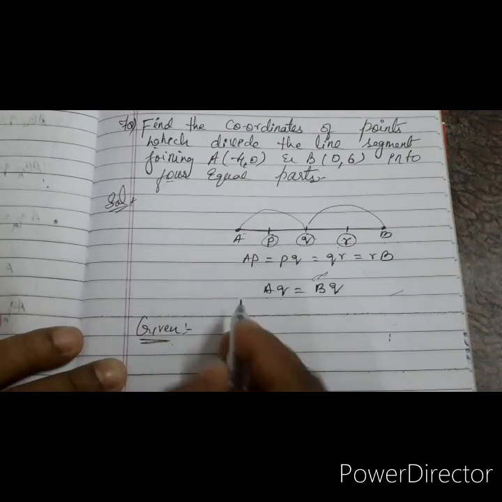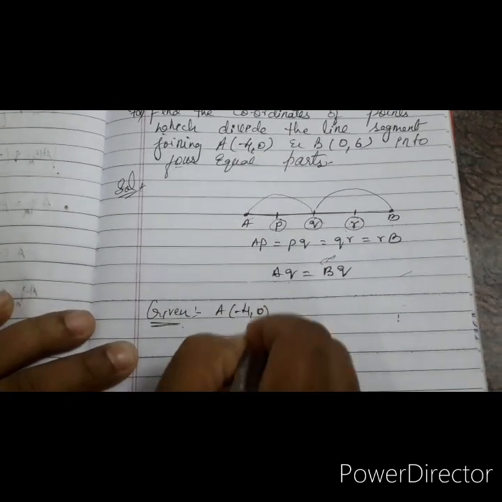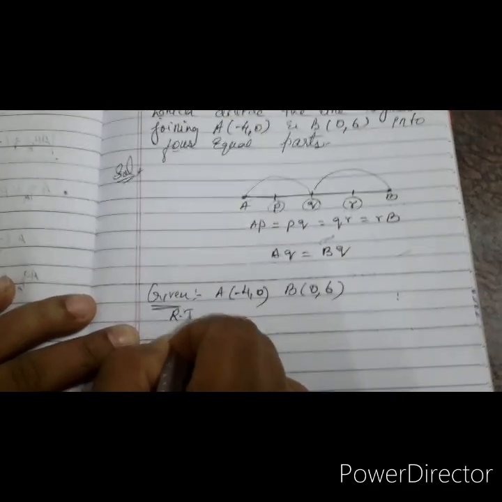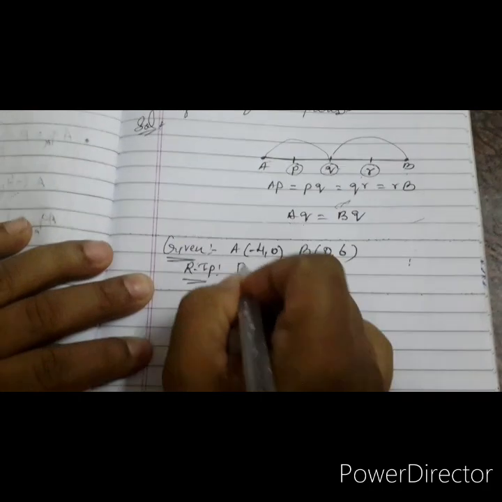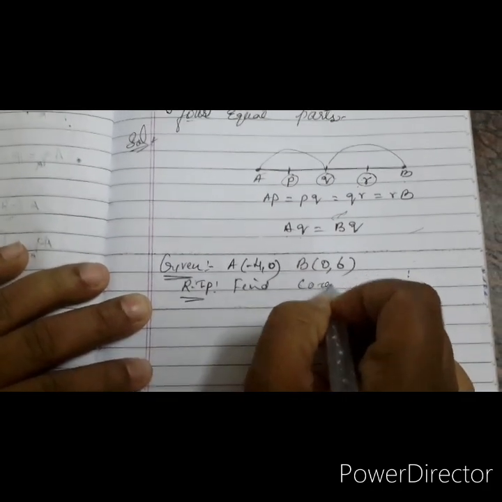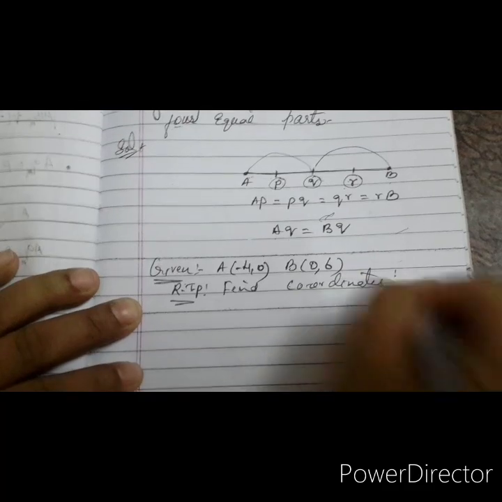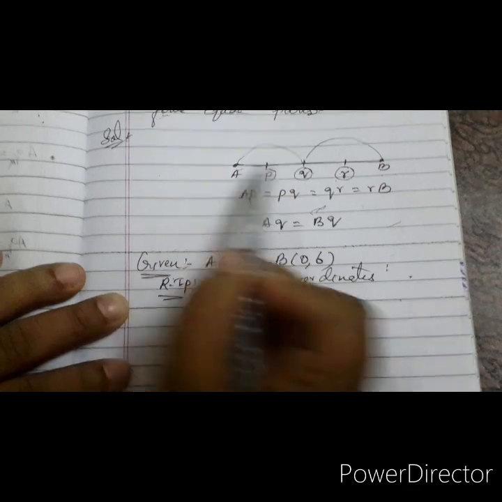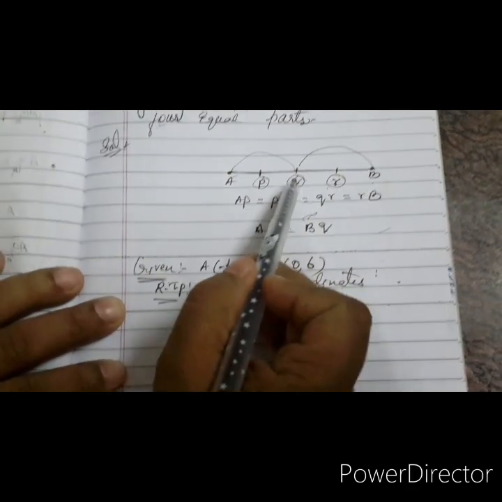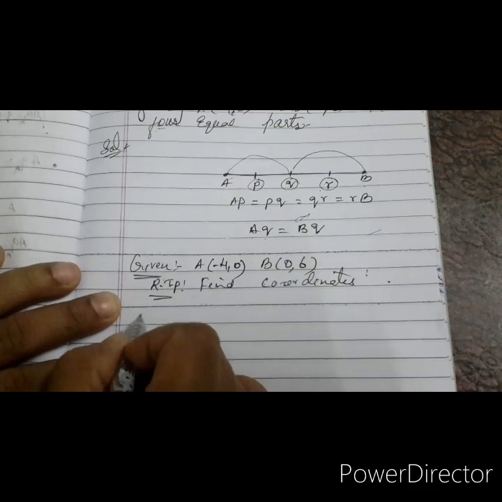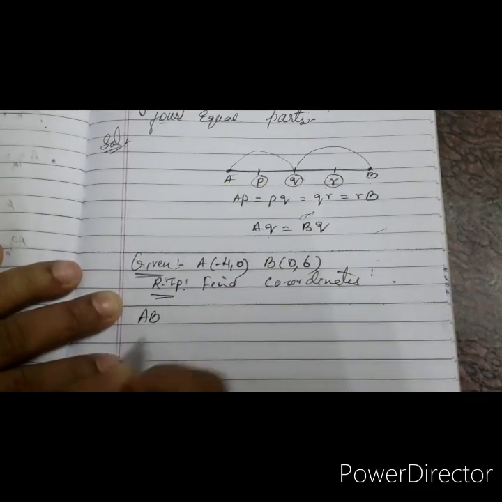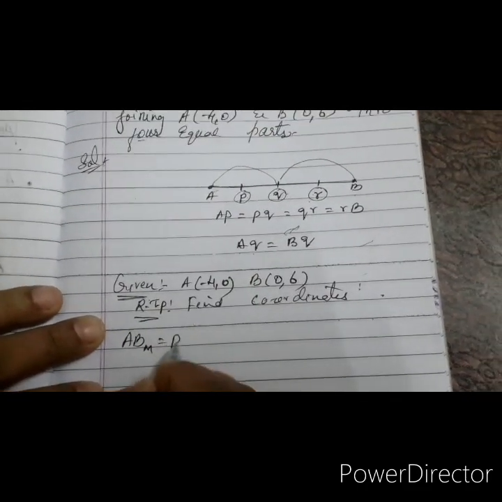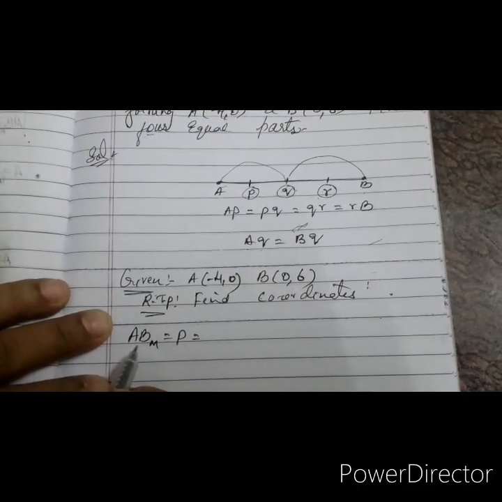Start the problem with the given. Given A(-4, 0), B(0, 6). What is to be proved? Find the coordinates. For finding coordinates, you have to find the midpoints. See here, AB line segment, and Q is the midpoint of AB.